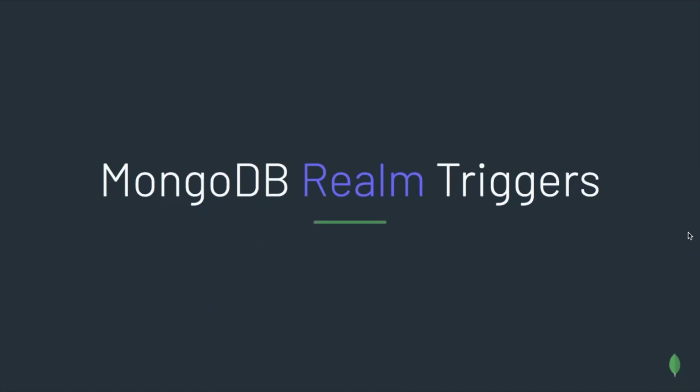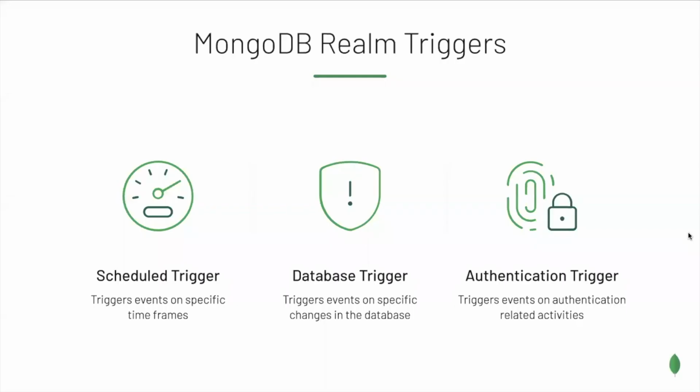So what are triggers? MongoDB Realm provides three different types of triggers: a schedule trigger, a database trigger, and authentication triggers. Schedule triggers are those which run at a specific time every day or whenever you want to schedule them. Database triggers fire when there is a change in the data source, that is your database. So whenever there is a find, insert, or update, these triggers would fire and you can capture them. The authentication triggers are something we will not be talking about in this talk.